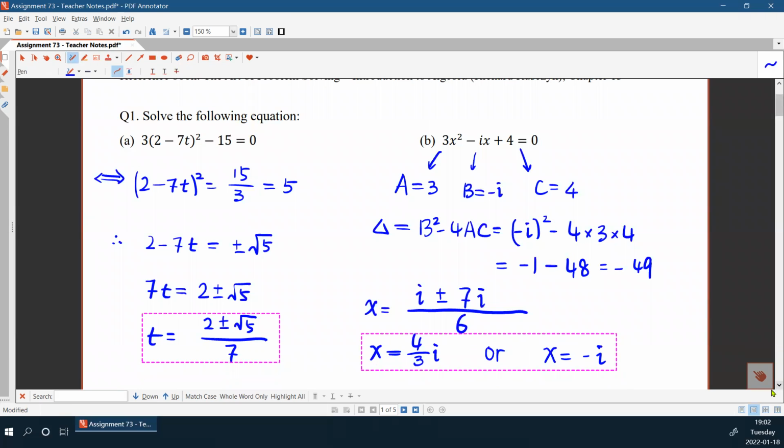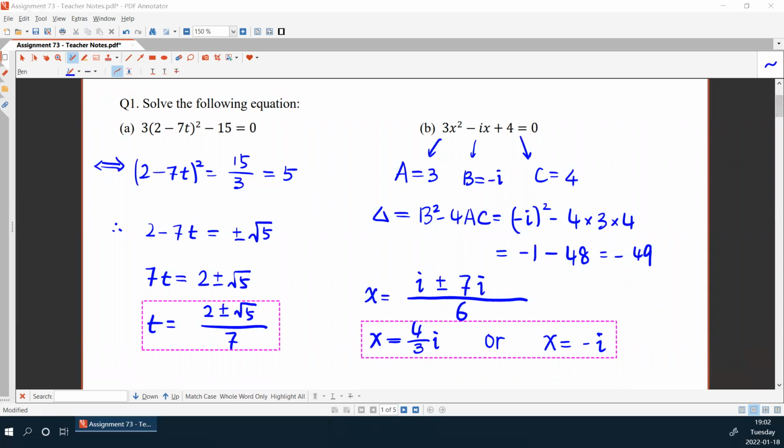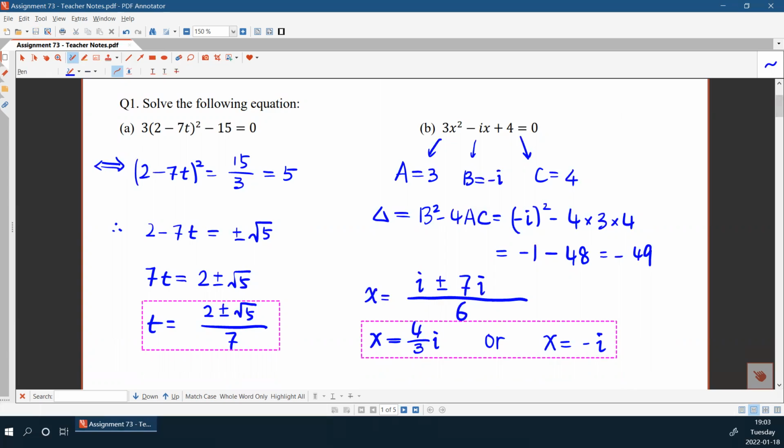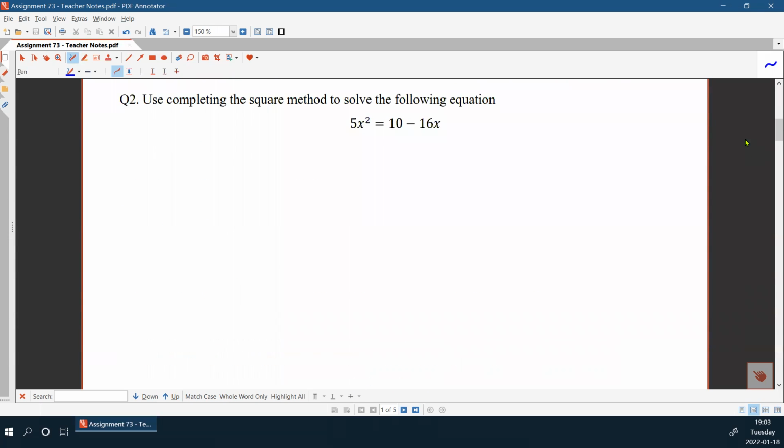Okay, I'll give you some time to have a look at this question and let me know when you finish. Okay. All right, good. Let's see the next one. Use the completing the square method to solve the following equation. Okay, so this time, again, we need to practice the completing the square method.